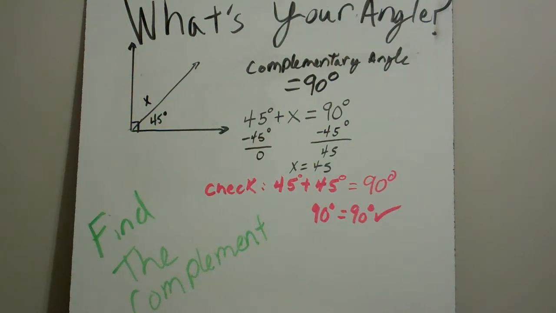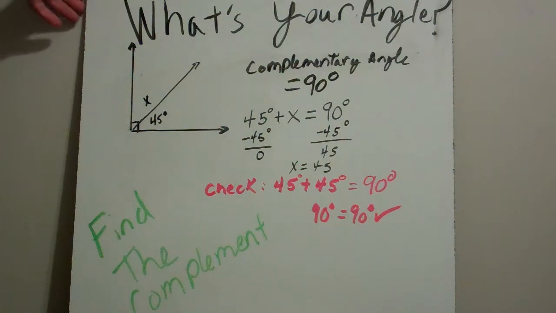So we have our given 45, and then in place of x we put 45 and add those together, and we get 90, and 90 is equal to 90. And that is for complementary.